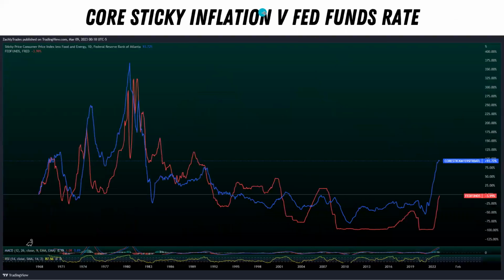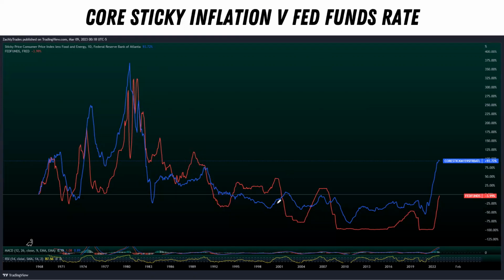Now, this is core sticky inflation versus the Fed funds rate. And this chart really does a great job of visualizing how sticky inflation is going to be, that it's definitely not just going to U-turn and come down soon. It's going to be pretty sticky, right? So we have the Fed funds rate in red here, and then we have the core sticky inflation in blue. And we can see that once the Fed funds rate actually gets up above core sticky inflation, that's when we start to see a decline down, right? It gets up above here, and then we start to see a decline down. It gets up above here, and then that's when we see a decline down in core sticky inflation.